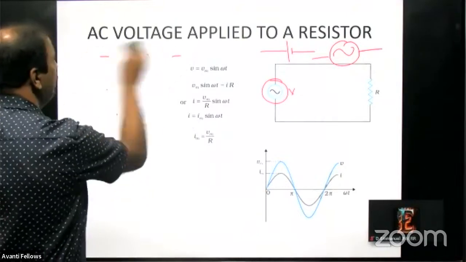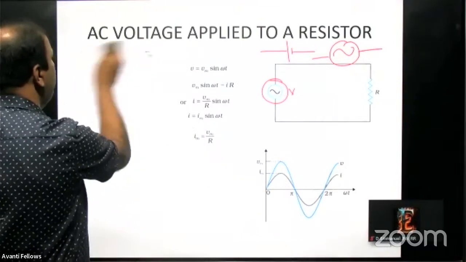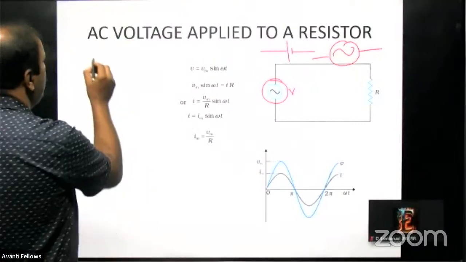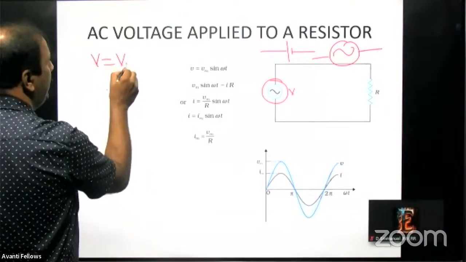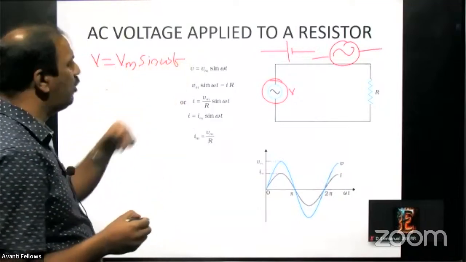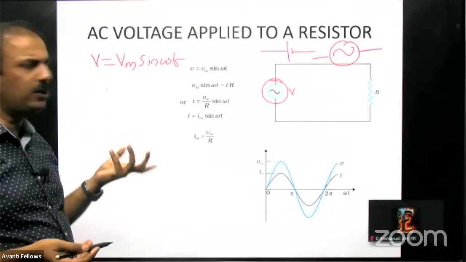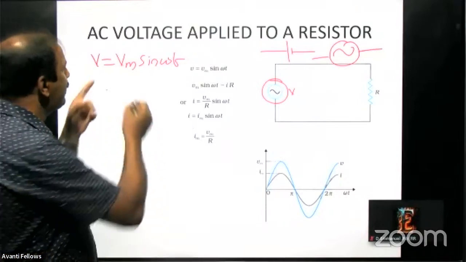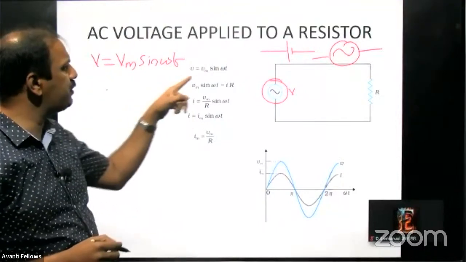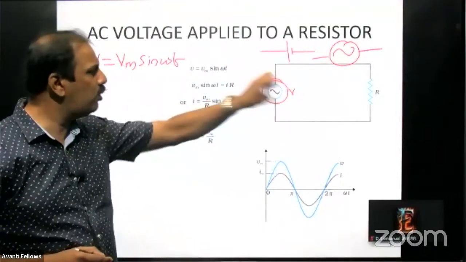Now V is equal to Vm sin omega t, we write. And what if it is cos omega t? Nothing wrong in that. Actually, compared to sin omega t, the starting point will be different. That's all. Okay, so V is equal to Vm sin omega t is the source here.